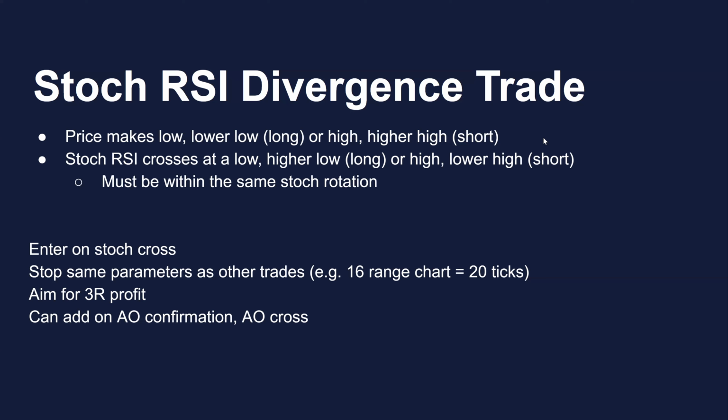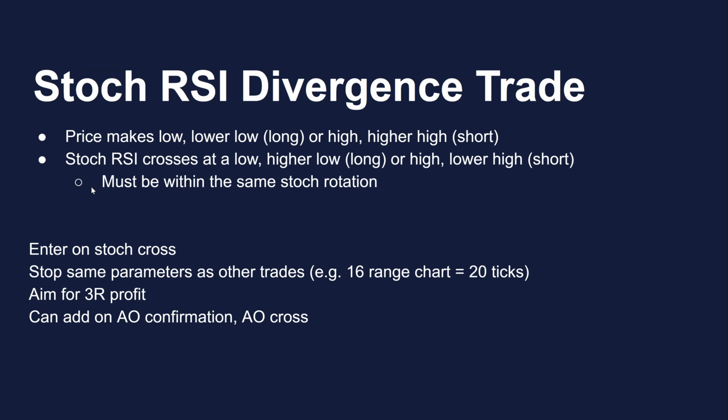So that was divergences on the awesome oscillator. Now we'll talk about divergences on the stochastic RSI. Fairly similar in terms of thought process and trading based on it. So a stochastic RSI div will be considered to be happening with the same criteria for price, a low and then a lower low, or a high and then a higher high. At the same time, we get a stochastic RSI cross at a low and then a higher low in a long instance, or a high and then a lower high for a short, similar to the awesome oscillator.